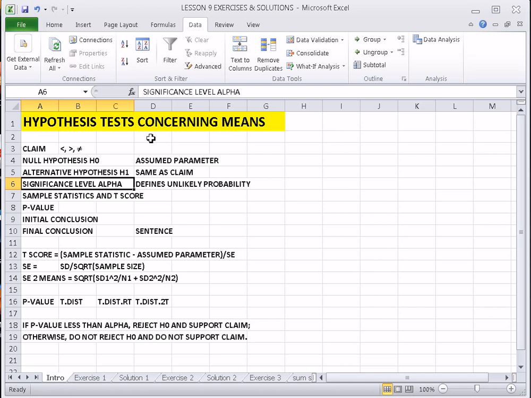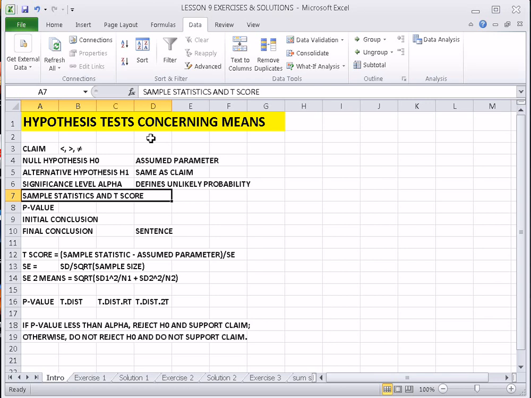Once you've figured out your claim and formulated your null and alternative hypotheses, you want to choose a significance level, alpha. The significance level defines the unlikely probability, and you will use this and your p-value to determine whether the claim you made is supported or not supported by the data. Once you've chosen a significance level, make sure that you have the information you need to do the test.